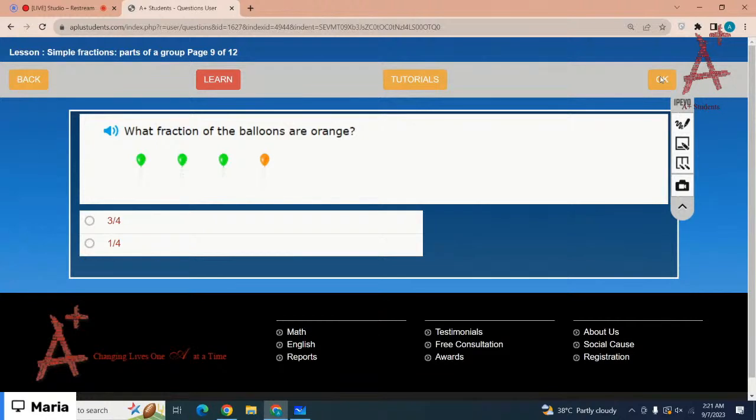What fraction of the balloons are orange? Which is the correct option? Yes, very good. That would be 1 out of 4 because the total balloons we have is 4. Just one of them is orange, so it is 1 out of 4.